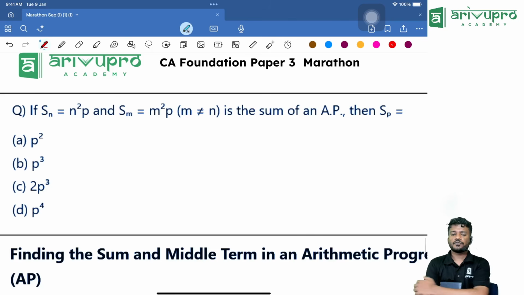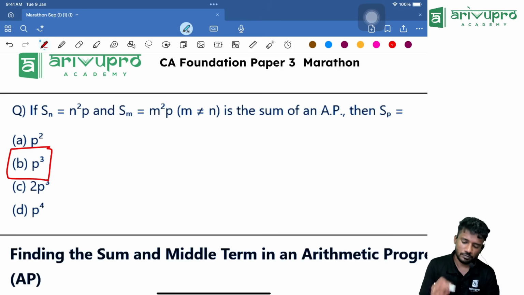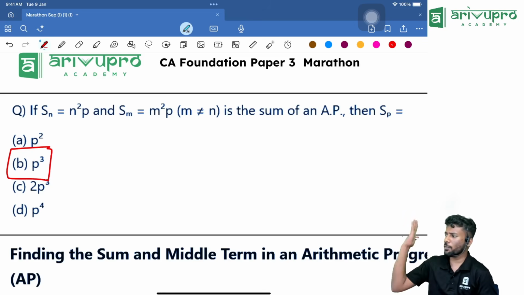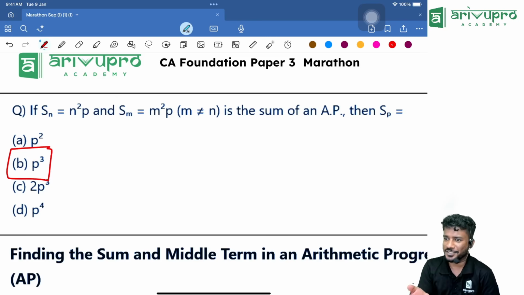It is a theorem which you studied when you were studying in your school. Yes. What is the answer? If Sn is equal to n square p, Sm is equal to m square p, then Sp is equal to what? P cube. Yes, that time it was a proof. 4 marks questions will come from this. You studied proofs, right? Yes, then you need to verify it to show that the proof is correct.